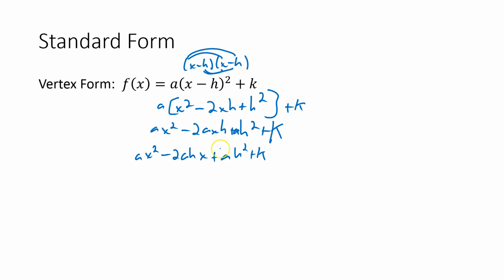So some interesting things happen here. The constant term is ah squared plus k, but that's not too bad. The constant just kind of hangs out at the end.